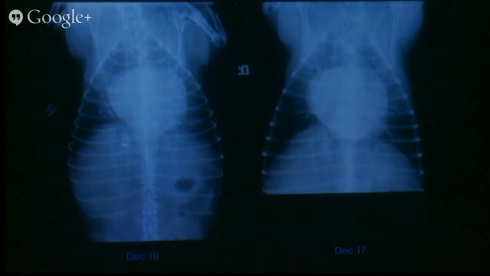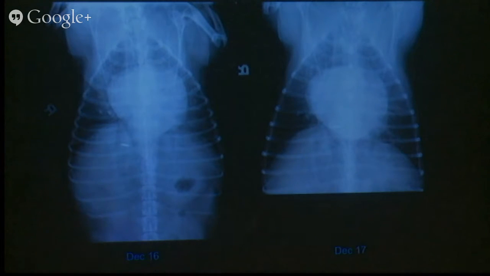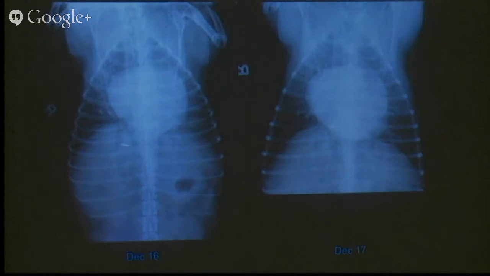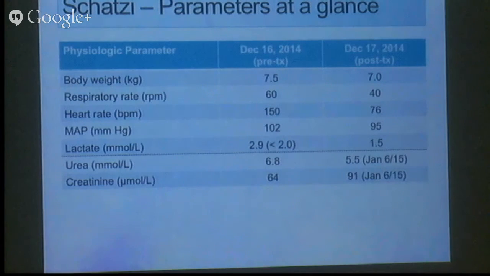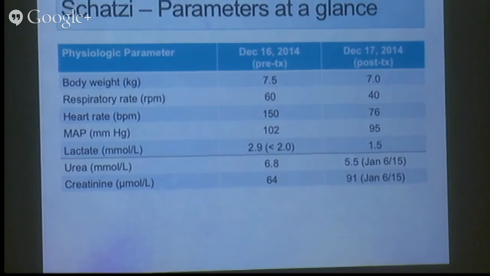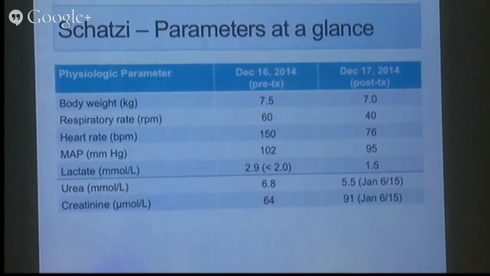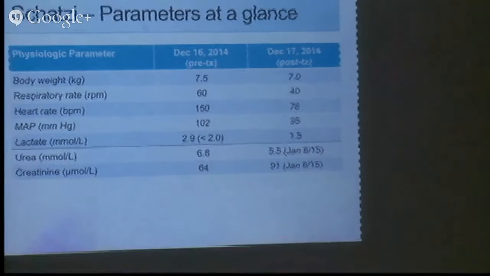That's why I'm confused. So there's the DV views side by side showing some improvement in her lungs. And then if we just take a quick peek at some really simple clinical parameters, other things that we're looking at. So here's our pre-treatment and post-treatment, things like body weight, resp rate, heart rate, blood pressure. And what can we focus on here?